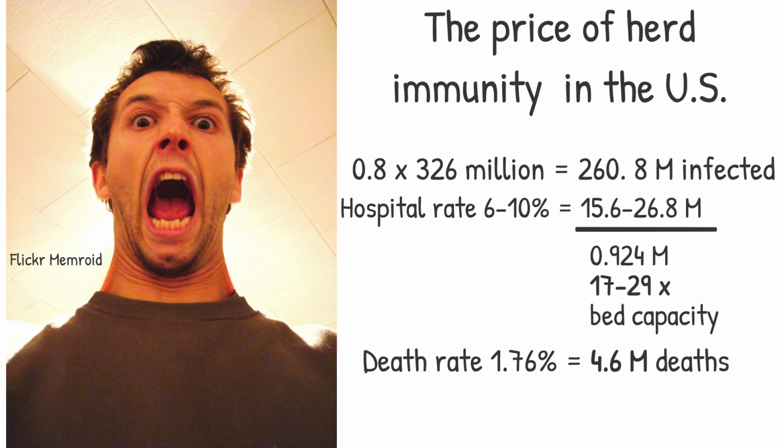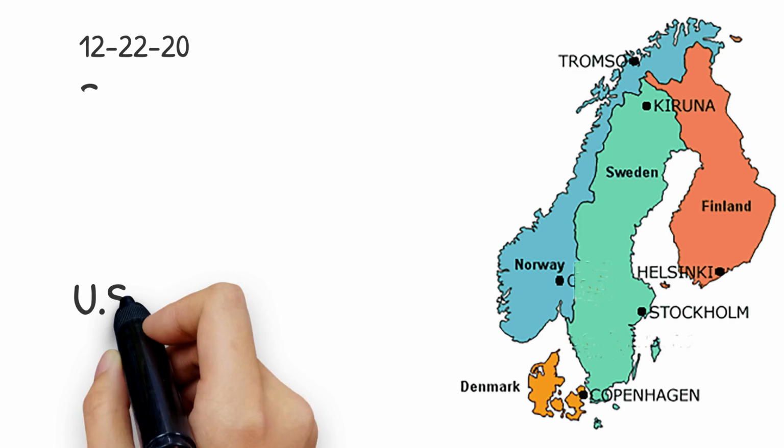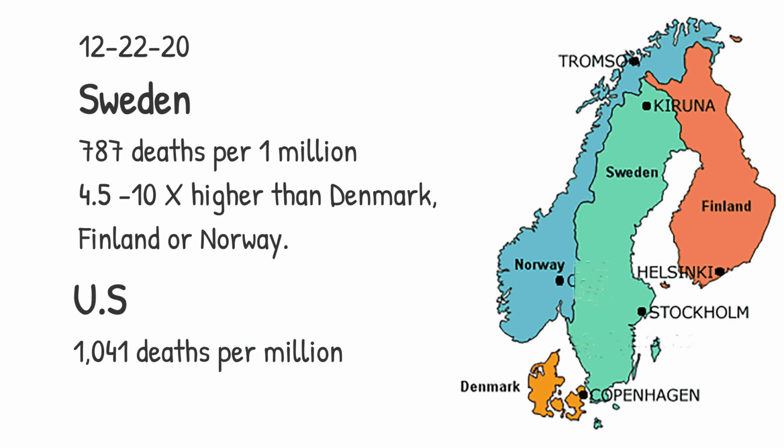The death rate under this approach is 1.76% of those infected, which would translate to 4.6 million deaths. Let's look at Sweden, which openly followed a herd immunity strategy. Claiming that only the young and healthy would be infected under their laissez-faire policy, they quickly learned that you can't prevent spread to the vulnerable.